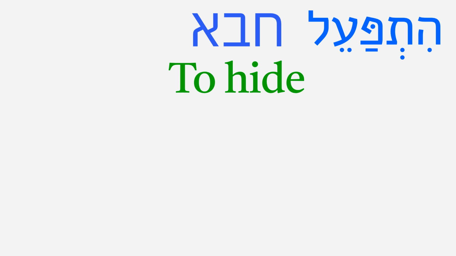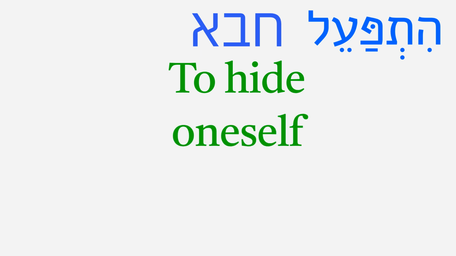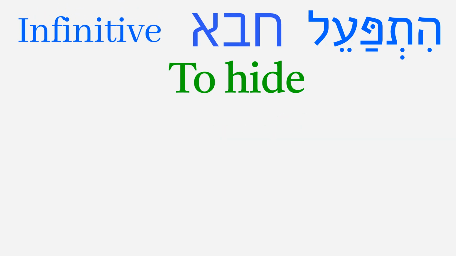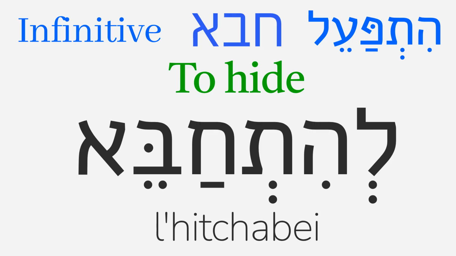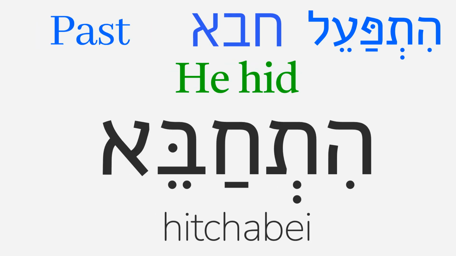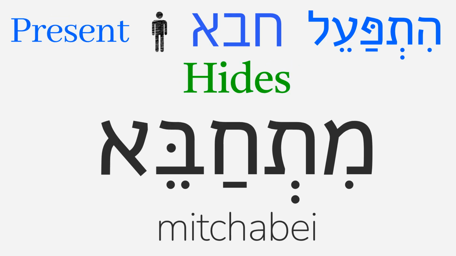In the Hitpael, this root means to hide. Specifically, to hide one's self, not to hide something. That makes sense since the Hitpael is often a reflexive binyan. You do the action to yourself. The infinitive to hide is regular, hitchabe, as are most other forms. Hitchabe, he hid, in the past tense, and mitchabe, hides in masculine singular form, in the present tense.